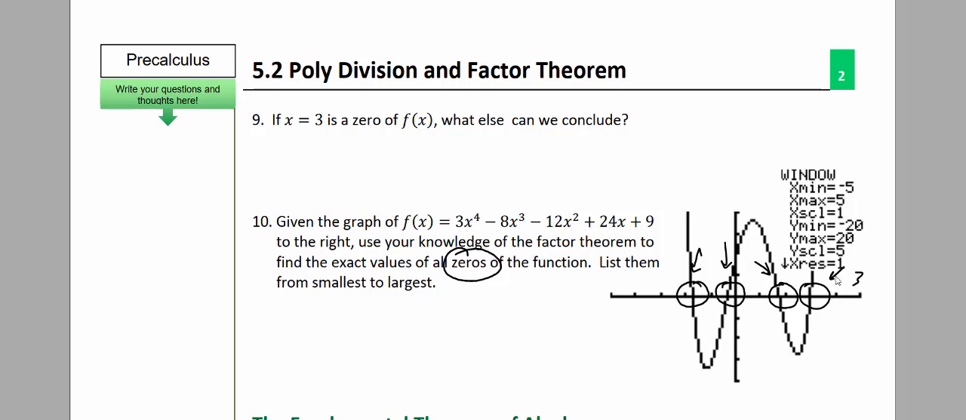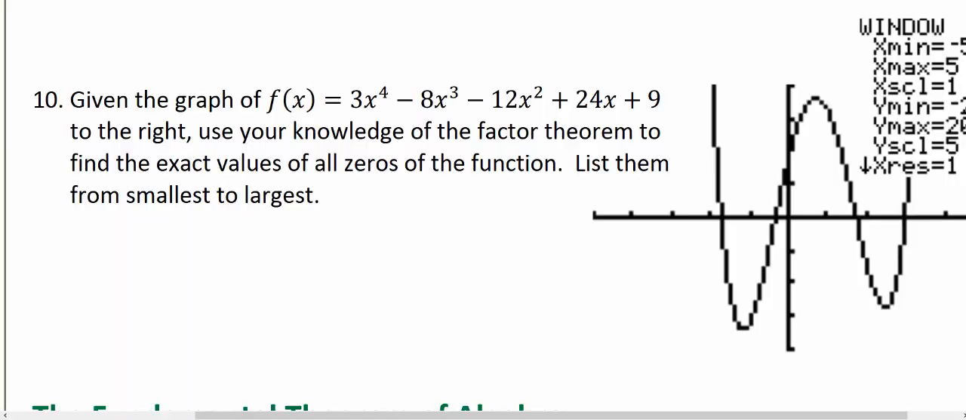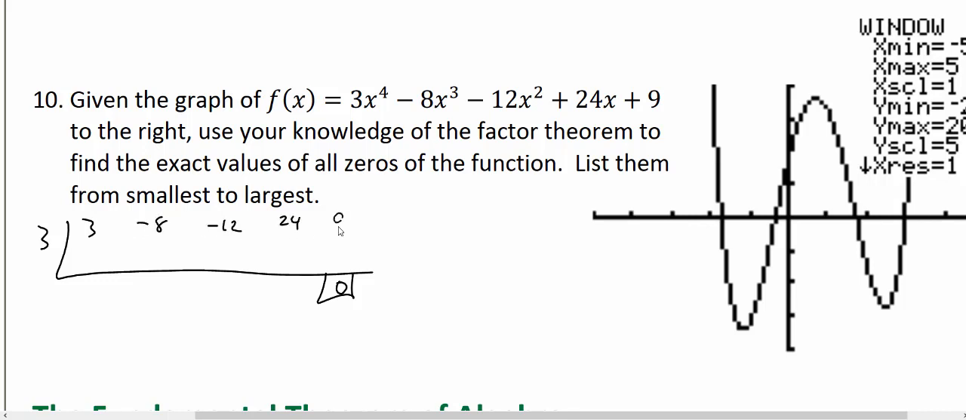So here's what's going to happen. Because that's a 3, we know that I can do synthetic division, and this number here would come out 0. Okay, let's make sure, but it should. 3, negative 8, negative 12, 24, and 9.